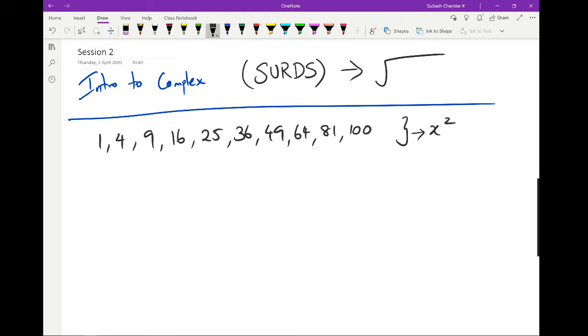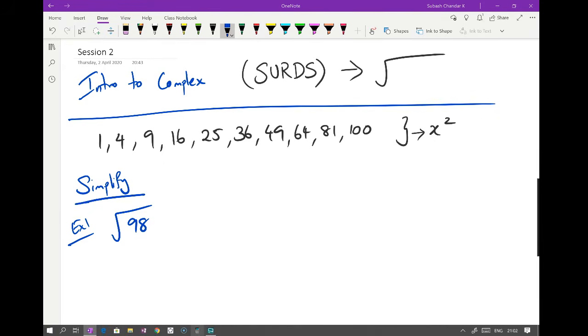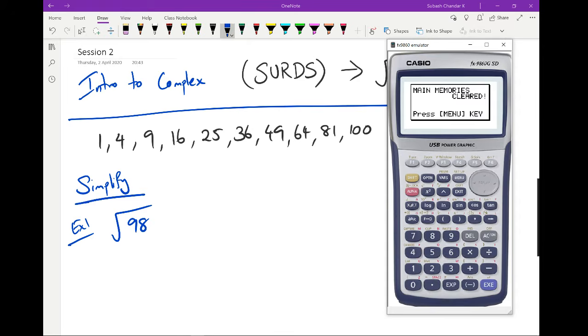For example, you could have a question where they say simplify, and I put an example 1 here. Simplify something like the square root of 98. They don't want you to write the answer as a decimal. I know most people are thinking right now, I could just open up my calculator and type in the square root of 98, and there you go, there's my answer.